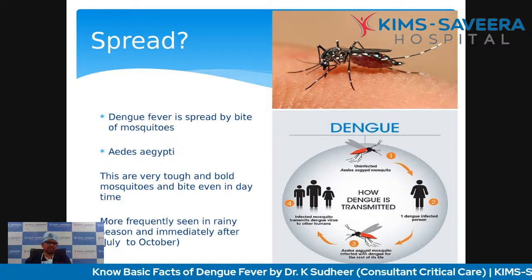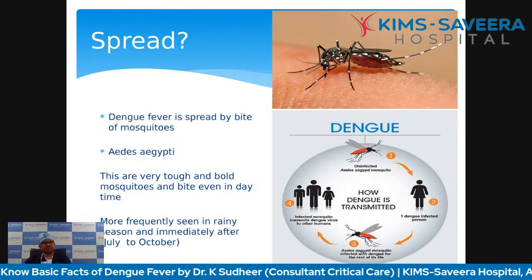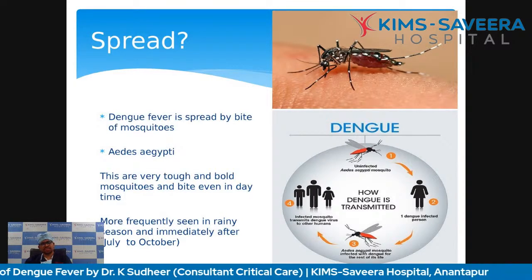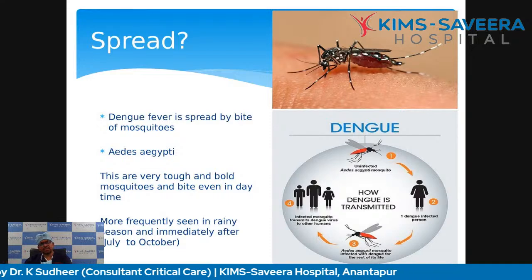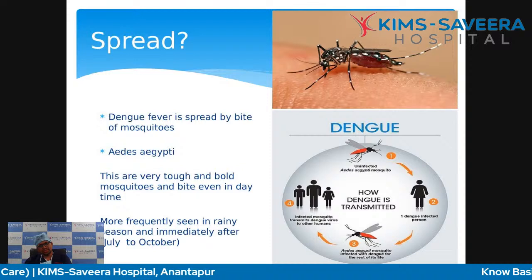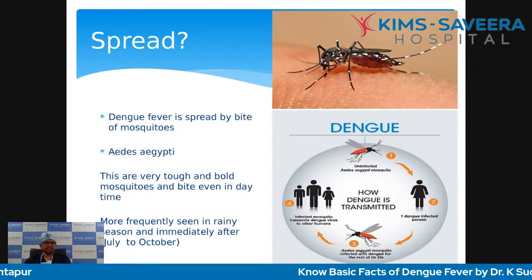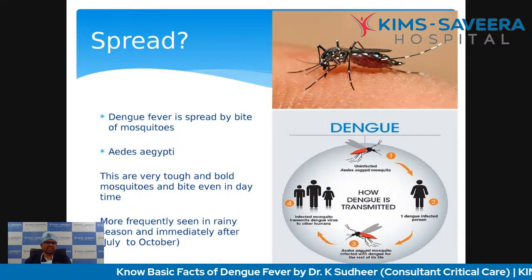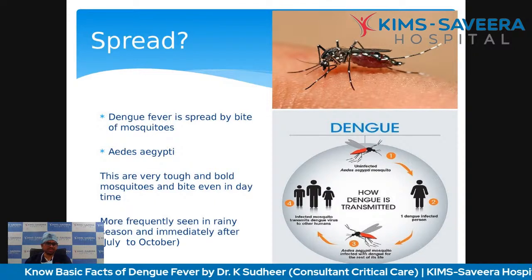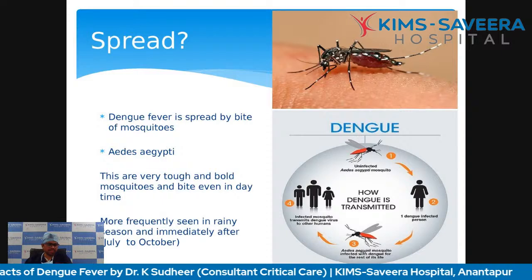How do we get this from the mosquito? When Aedes aegypti bites a person, the person gets infected and grows the dengue virus. Then a new mosquito bites that infected patient and goes and bites a healthy person. This is how dengue fever is spread. It doesn't spread from person to person. It spreads by a mosquito.